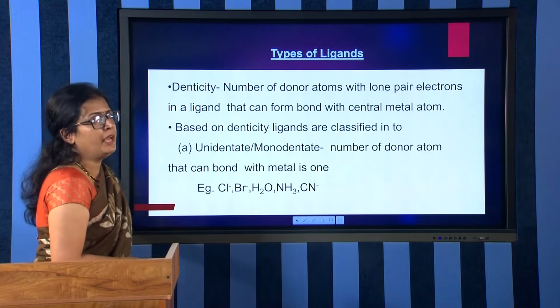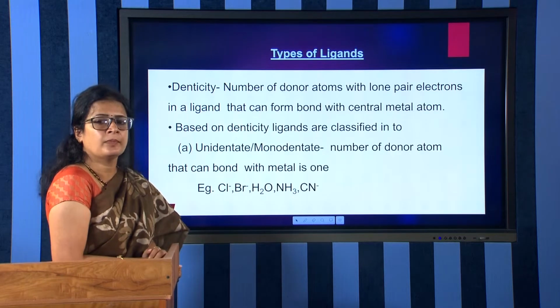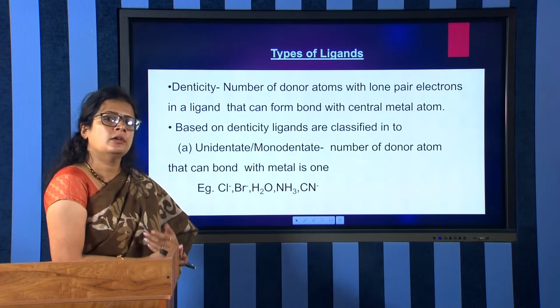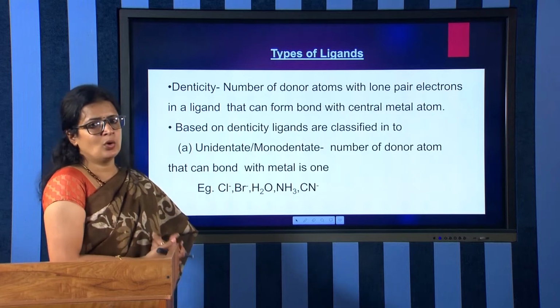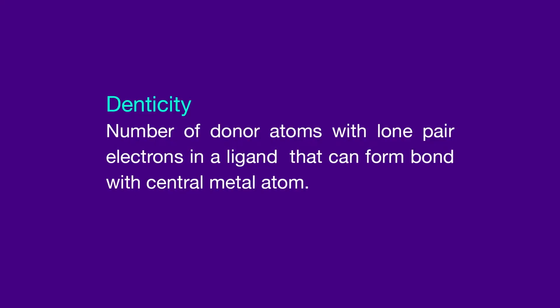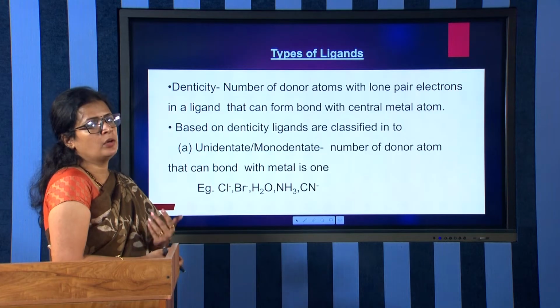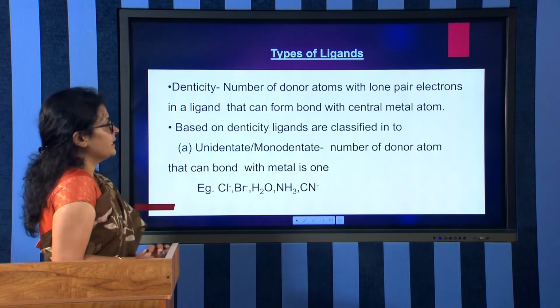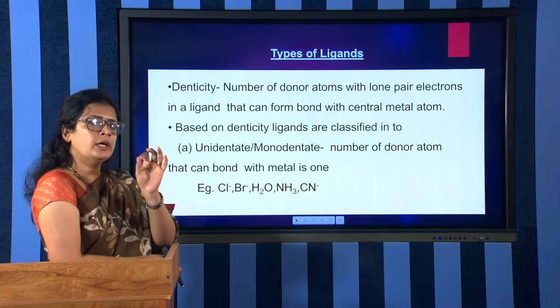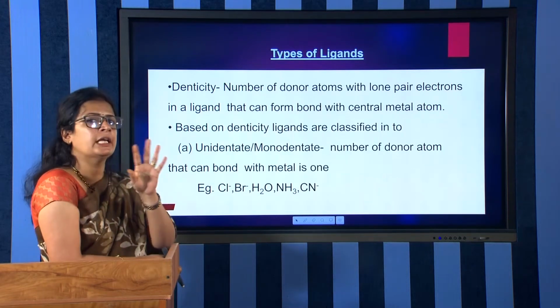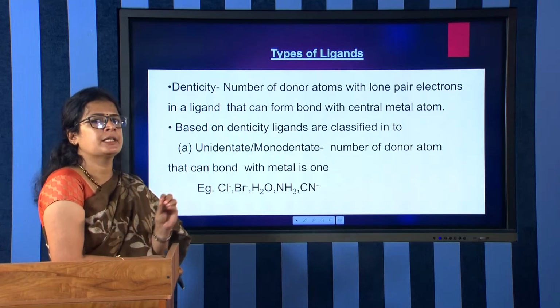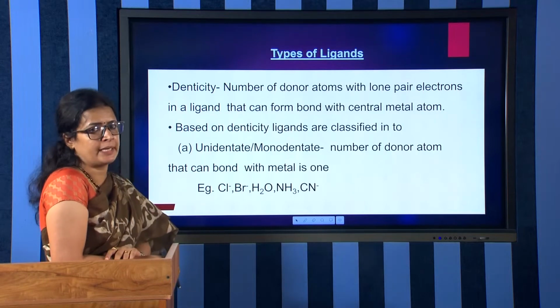And now we have different types of ligands. It is based on the denticity of ligands. And what is denticity? Denticity is the number of donor atoms with lone pair electrons in a ligand that can form a bond with the central metal atom. That is called denticity. It is the number of donor atoms which are giving electrons to the central metal atom while forming a coordination complex.